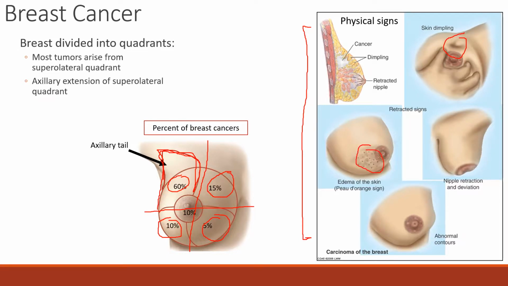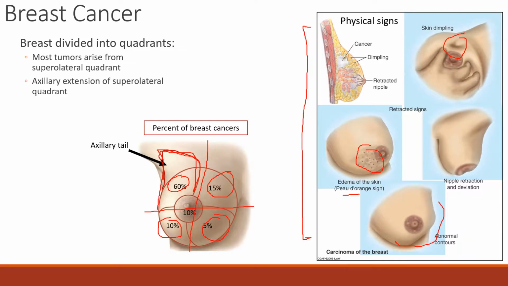Okay, so this is fluid retention because of lymphatic drainage. So if there is a mass blocking the lymphatic drainage, you can get what's called orange peel skin, because it has this dimpling like the skin of an orange, and that can be a sign of lymphatic involvement. Abnormal contours are caused by just the physical presence of a growing mass.